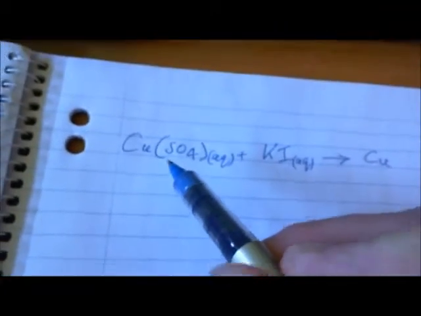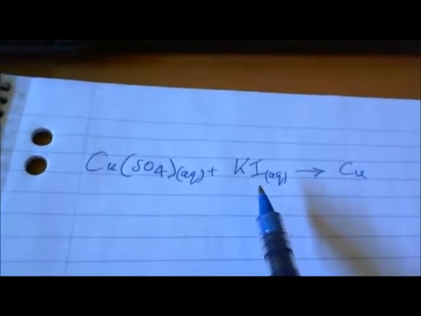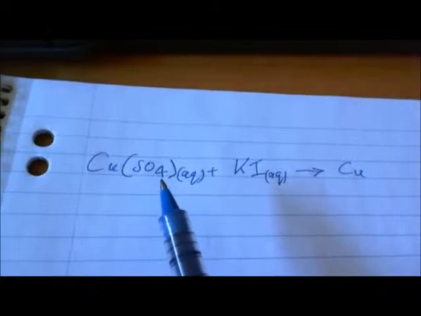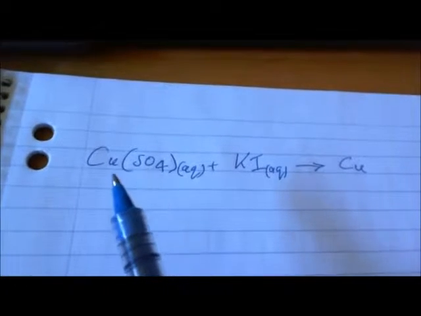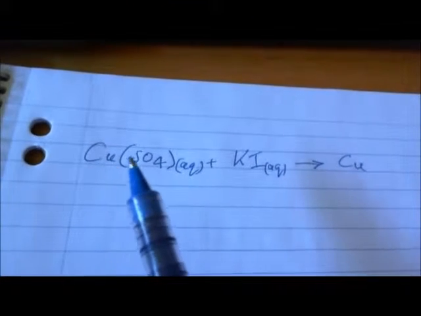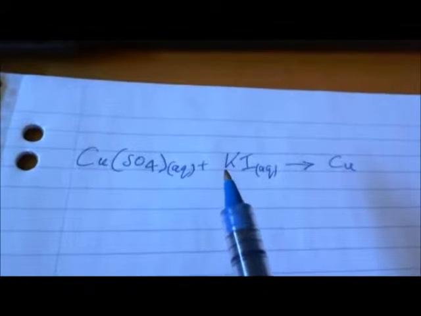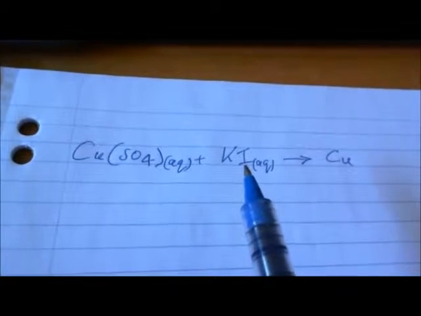Can you read that? It's copper 2 sulfate, so I could have put the 2 in there. Aqueous, reacting with potassium iodide. Now the first thing you do is you check. That is the correct formula for copper 2 sulfate. The charge on the copper is 2 plus, the charge on the sulfate is 2 minus, the charge on the potassium is 1 plus, and iodide is 1 minus.